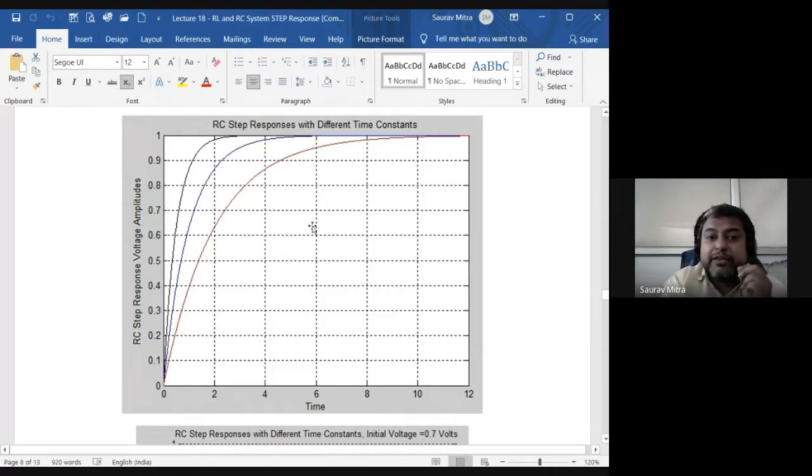See, the black one is almost after 3 seconds reaching the peak. We have given 1 volt input to the circuit. That means the capacitor output will reach 1 volt. But how fast is it reaching that 1 volt?